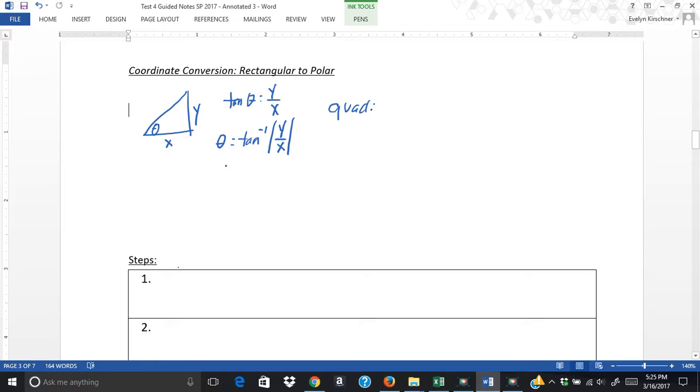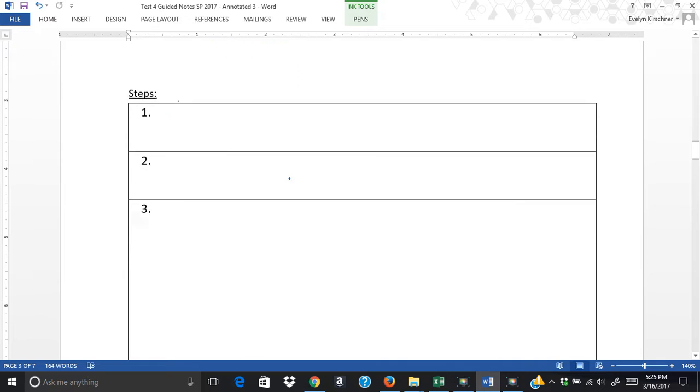So if I find my reference angle, this is going to give me a reference angle. And then I know all I have to do is do some math, and I can find out exactly what my angle is. So the steps are as follows.